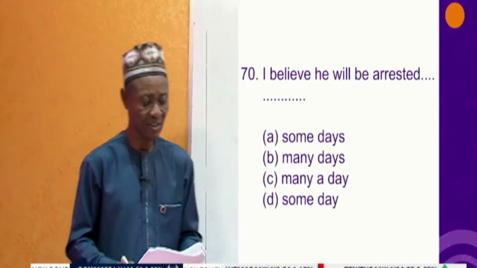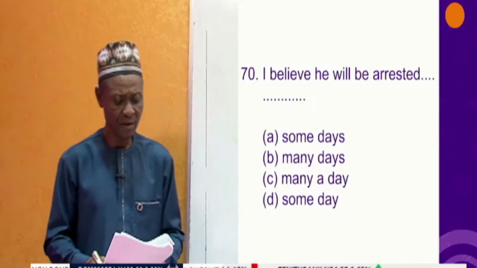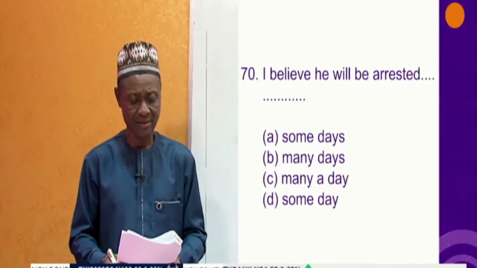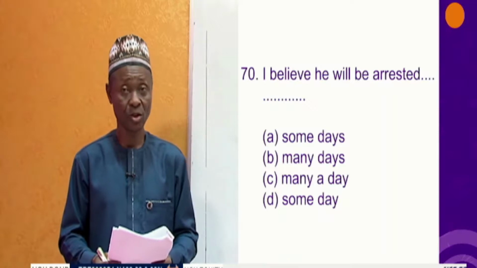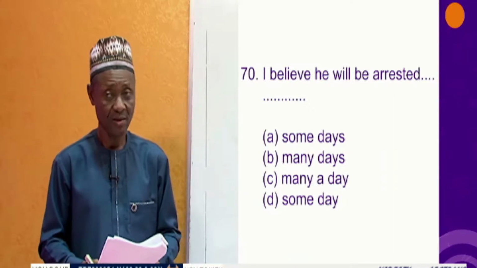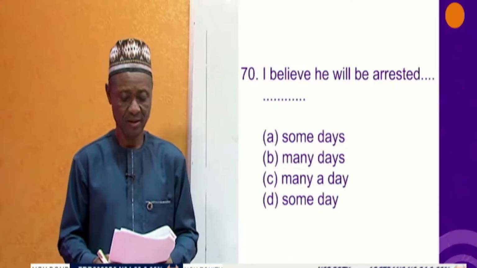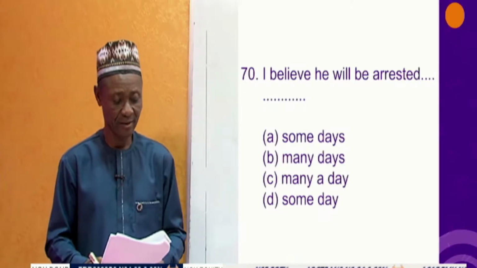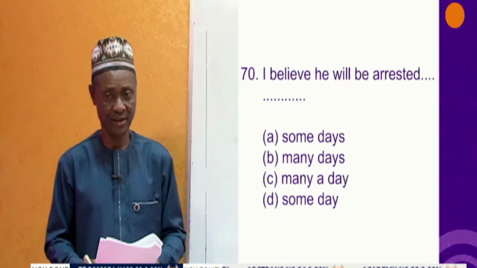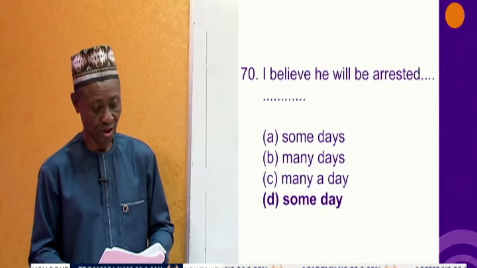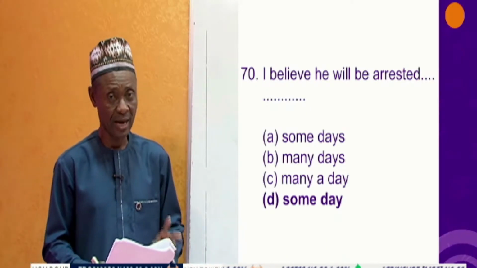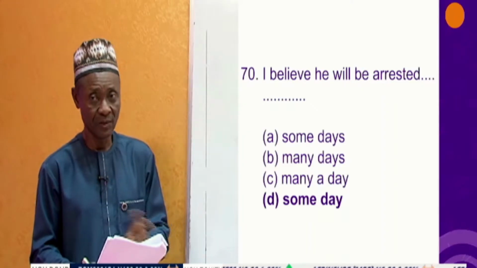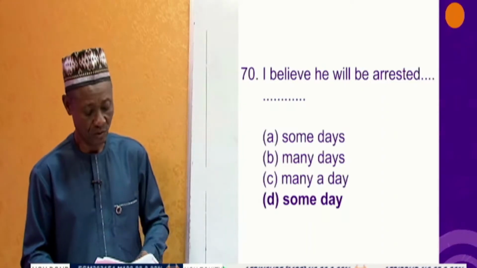Question number 70. I believe he will be arrested dash. Options are A, some days, B, many days, C, many a day, D, someday, which is sometime in the future, and that is the correct answer. Someday, that is some and day written as two separate words.